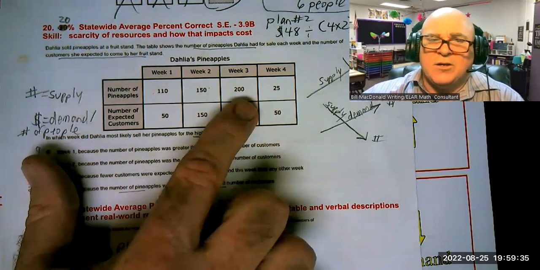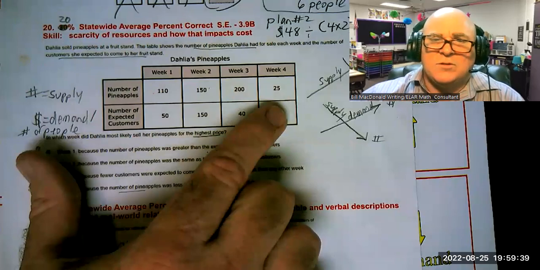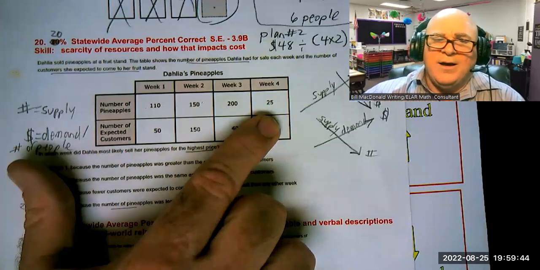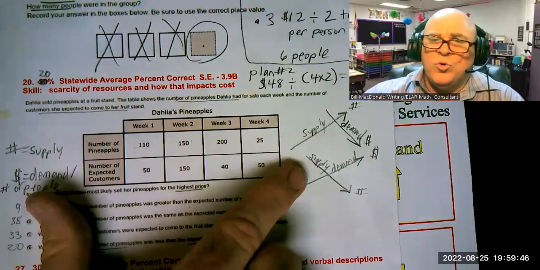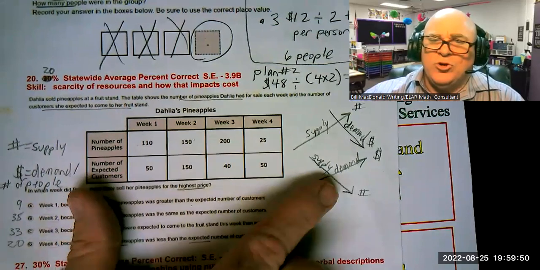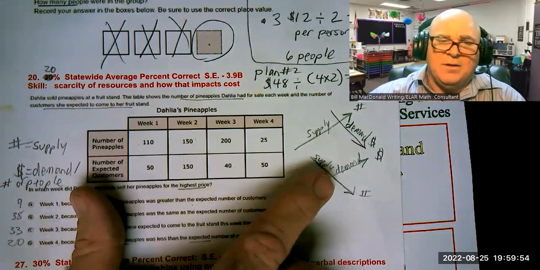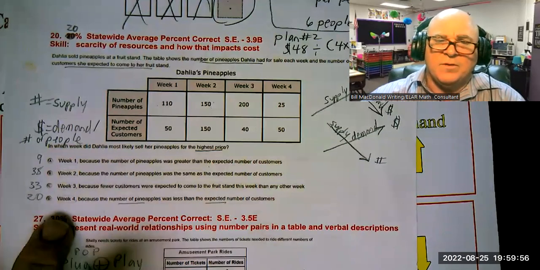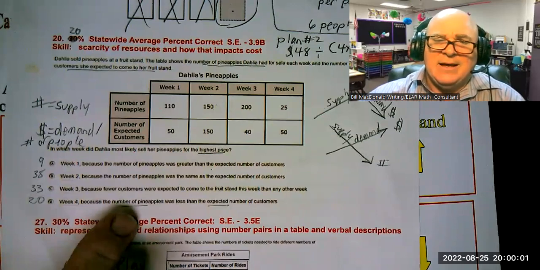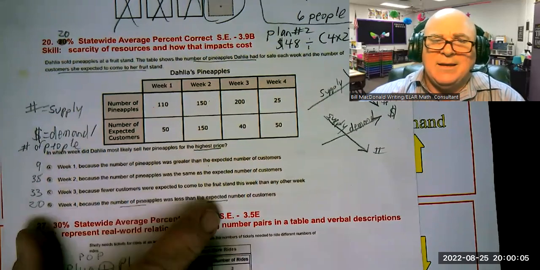The last one is the correct answer because you've only got 25 pineapples. That's a low supply. And you have 50 people who are wanting that product. You have more people than you do product. And so letter D would be the answer because the number of pineapples, the product, the good, the service, is less than the expected number of customers, the people who are going to want to come and get that product.